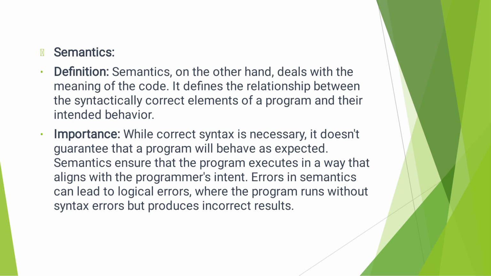Semantics definition. Semantics, on the other hand, deals with the meaning of the code. It defines the relationship between the syntactically correct elements of a program and their intended behavior. Importance. While correct syntax is necessary, it doesn't guarantee that a program will behave as expected. Semantics ensure that the program executes in a way that aligns with the programmer's intent. Errors in semantics can lead to logical errors, where the program runs without syntax errors but produces incorrect results.